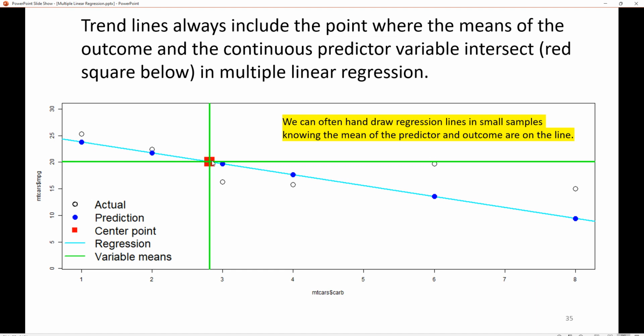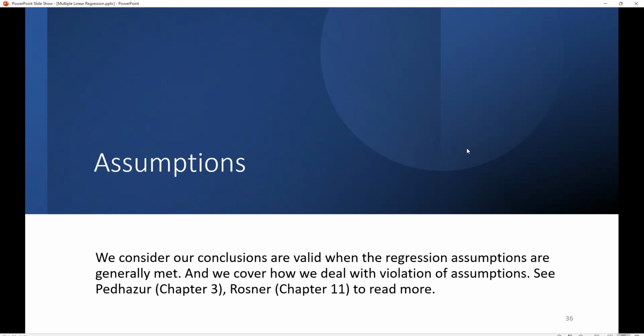But knowing that the mean of x and the mean of y are going to intersect, and that point will be on the trend line, we can often hand draw regression lines in small samples, knowing that fact. And now we're going to cover assumptions.